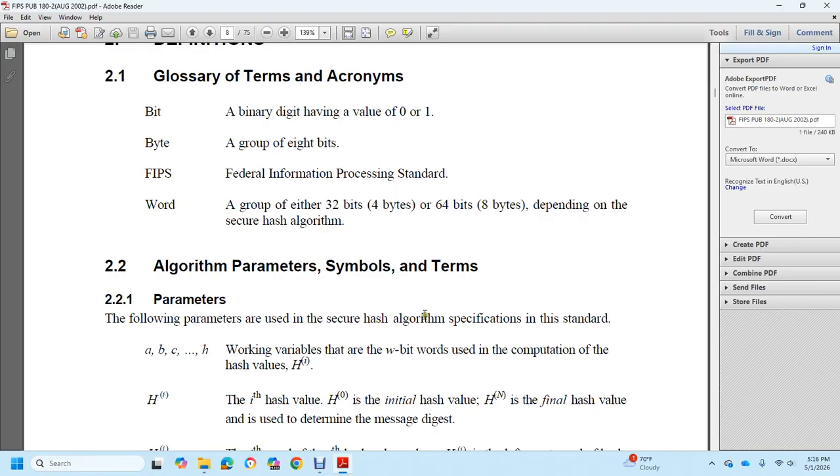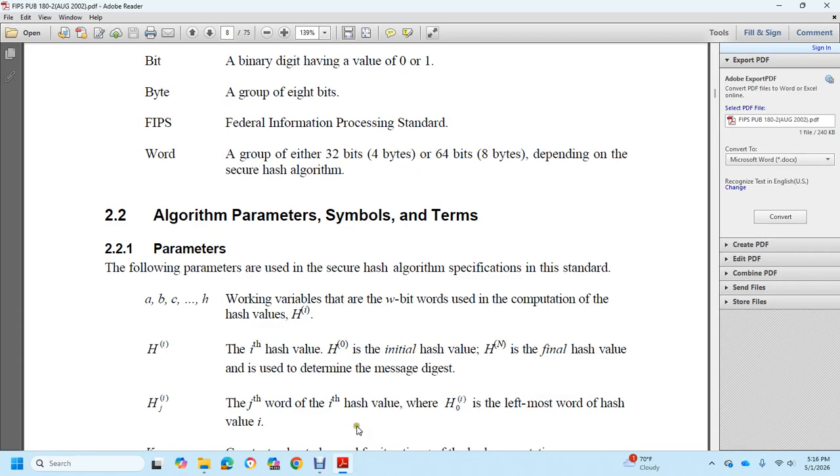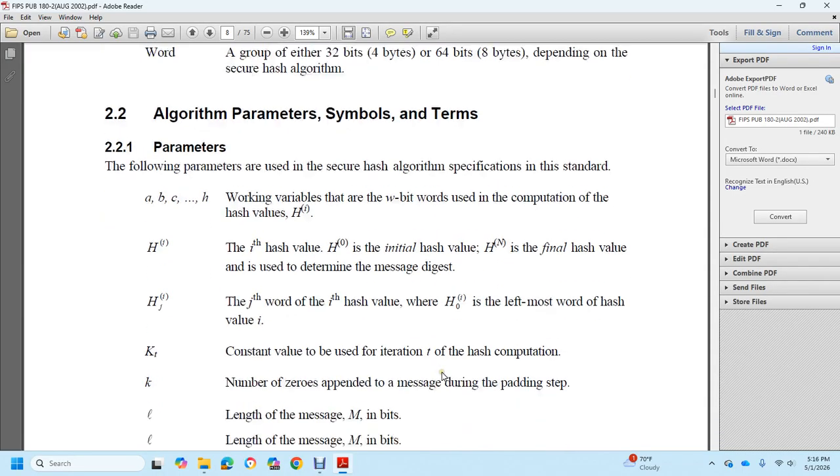The following parameters are used in the secure hash algorithm specifications. a, b, c, through h: working variables that are w-bit words used in the computation of the hash values H(i). H(i): the i-th hash value, where H(0) is the initial hash value and H(N) is the final hash value, used to determine the message digest. H(i)j: the j-th word of the i-th hash value, where H(i)0 is the left-most word of hash value i. K(t): constant value to be used for the iteration t of the hash computation. k: number of zeros appended to a message during the padding step.